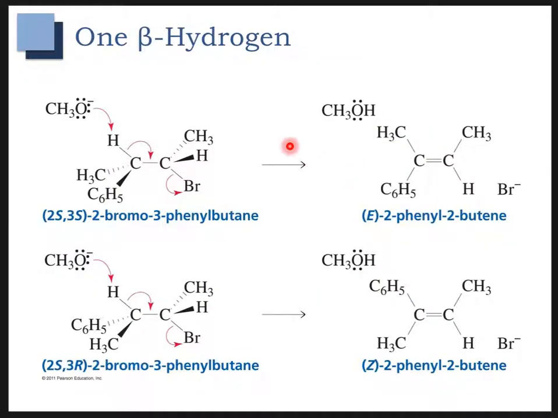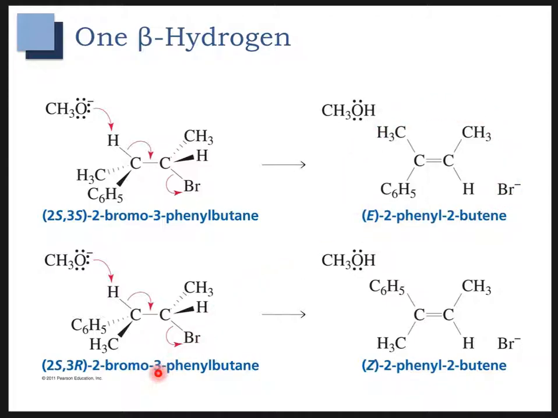So here are situations with one beta hydrogen, meaning there's only one hydrogen that you can pull off in the reaction. For example, in this top situation, the beta hydrogen is coming off. We have it set up so it's anti to the bromine, and when it does that, we end up with this E isomer over here.